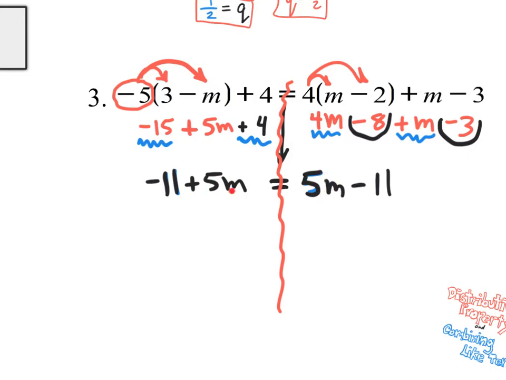Let's say I only wanted m's on the left side, so I wanted to get rid of this particular 5m. So how do I get rid of 5m? You simply take it away. 5m, take away 5m is 0 m's. It'll cancel out. It'll not be there anymore.